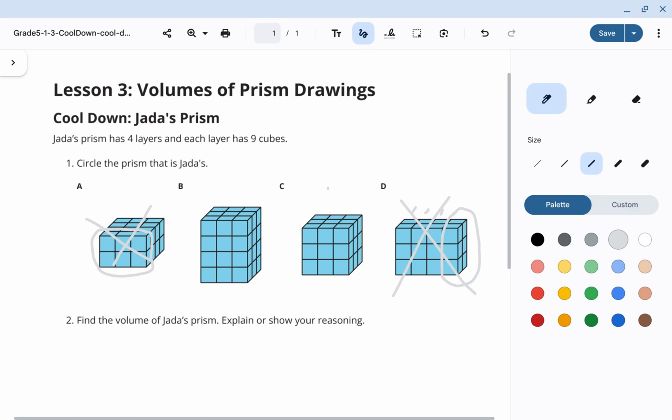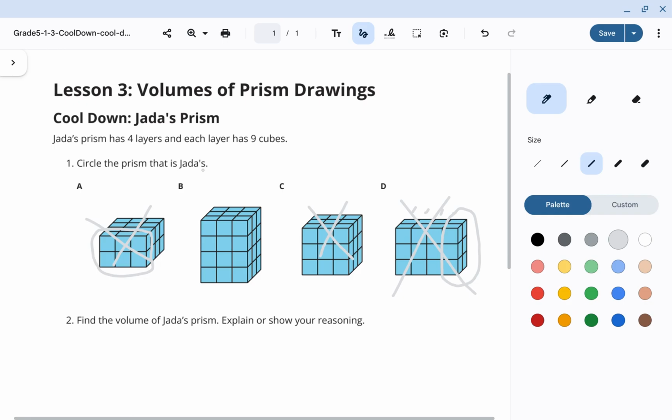Now, when I come over here to prism C, I am seeing 3 layers when I look at those layers horizontally, but I'm also seeing 3 layers when I look at it vertically as well. So this one doesn't even have 4 layers, let alone 4 layers of 9 cubes, right? So now let's take a look at prism B.